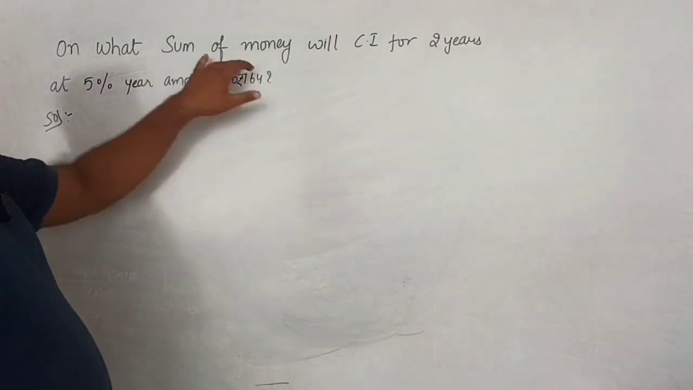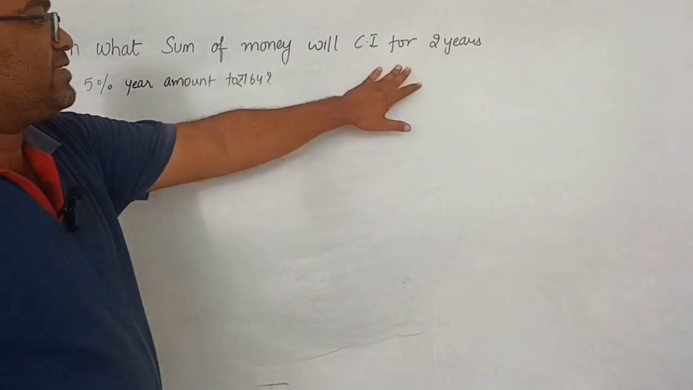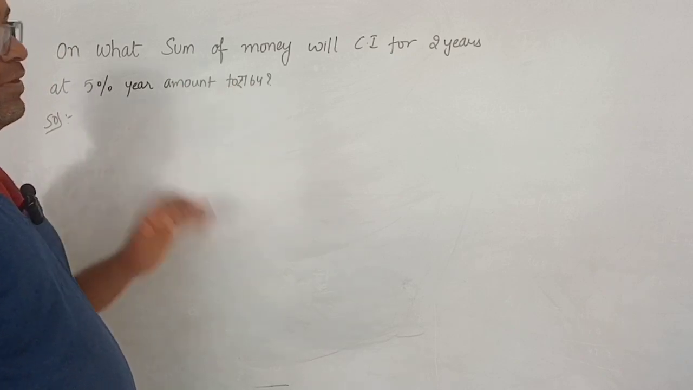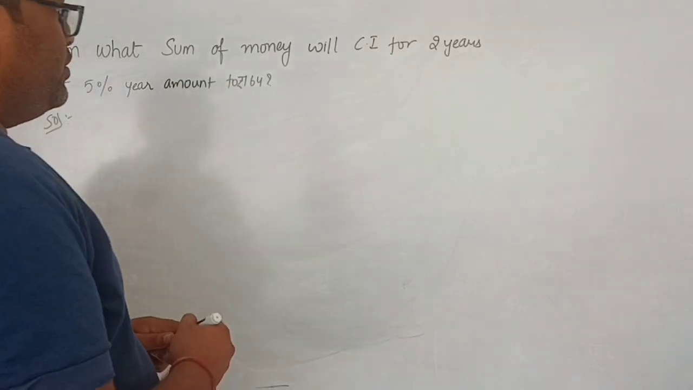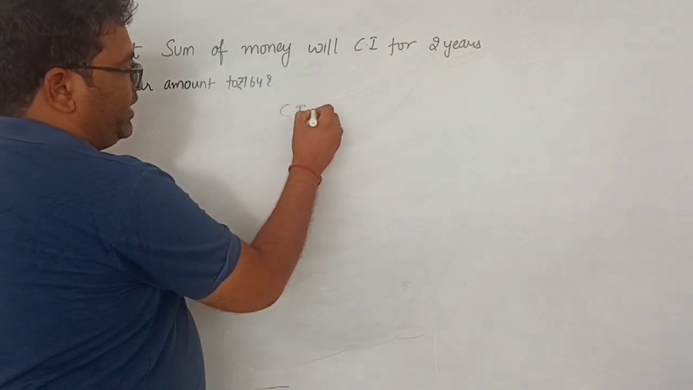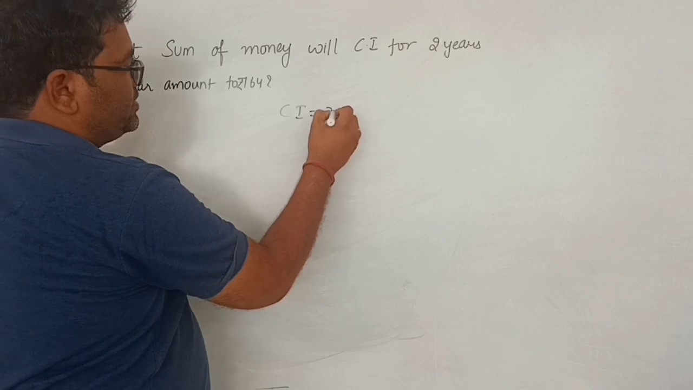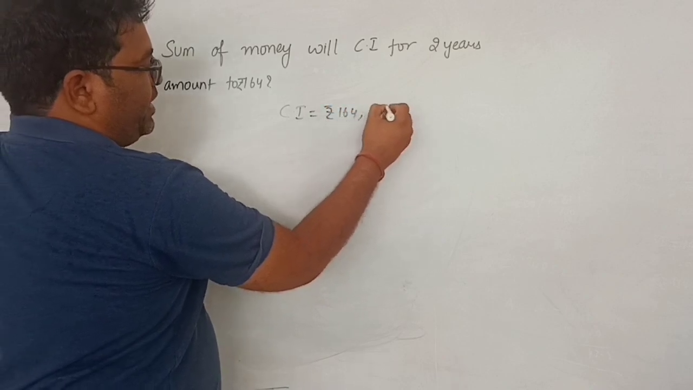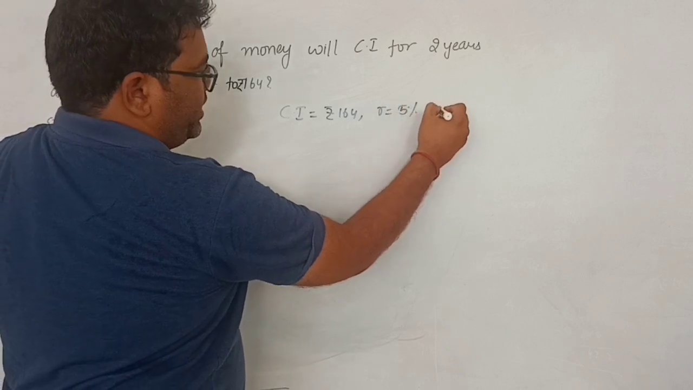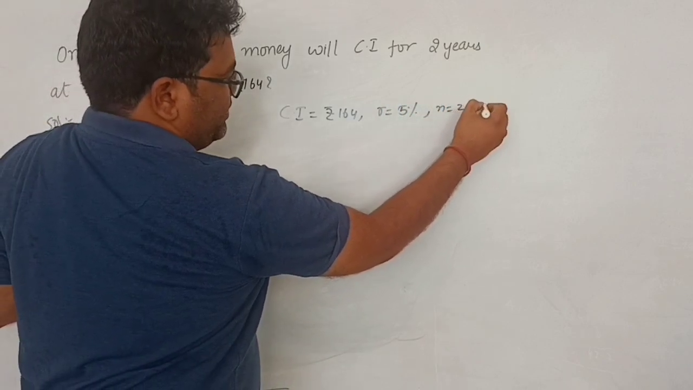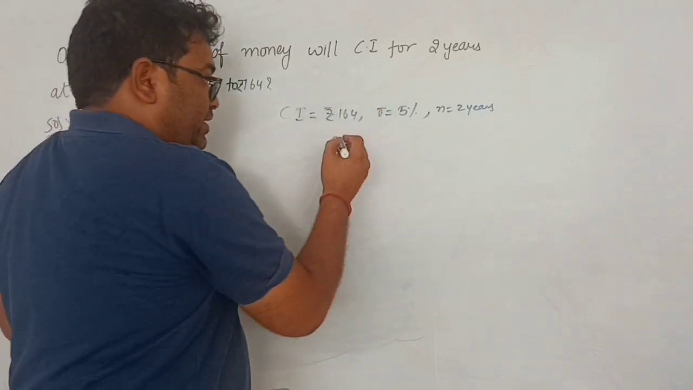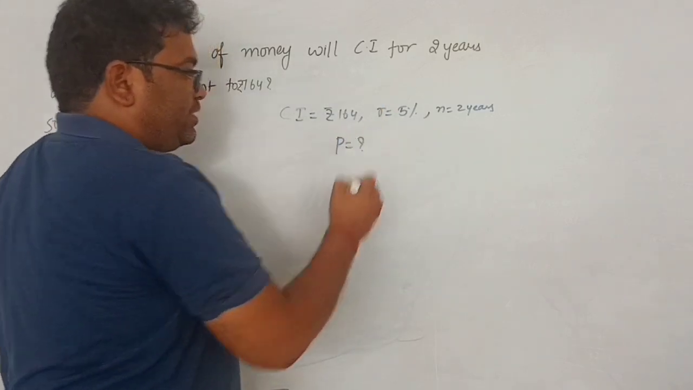On what sum of money will compound interest for 2 years at 5% per year amount to rupees 164? So here is different. Compound interest is given, that is rupees 164, and the rate of interest is given, that is 5%, and the number of years is given, 2 years. So what sum of money means? Here they are asking about the principal amount.